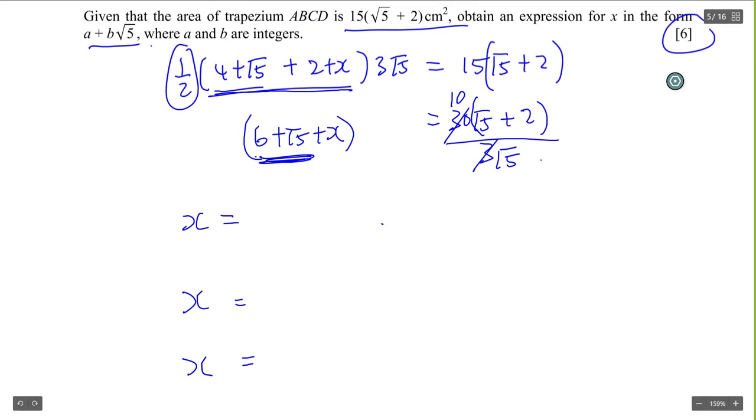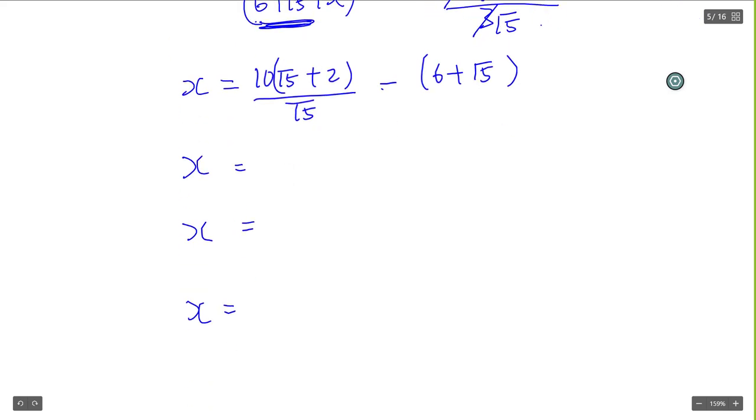But anyway, if I want to find x here, this one I have 10 surd 5 plus 2 over square root 5 minus 6 plus surd 5. So here I will multiply the surd 5 and surd 5 here. So this one the denominator is 1, isn't it? So I need to multiply 5 and multiply 5. Why 5? Because square root 5 times square root 5 will be 5. So the whole thing will be over 5 here.